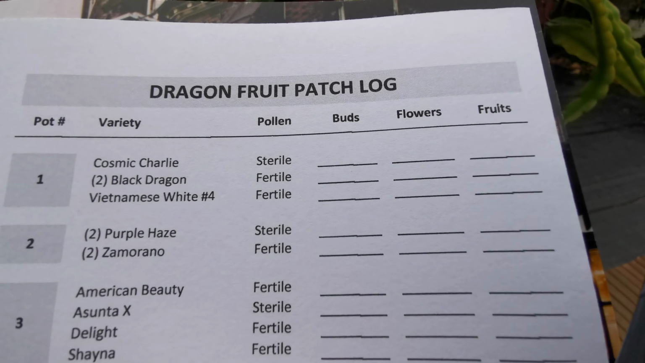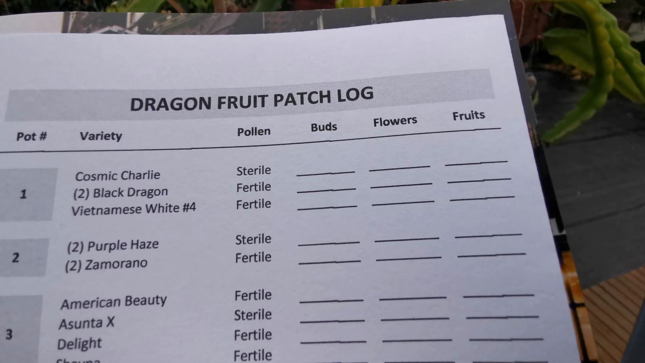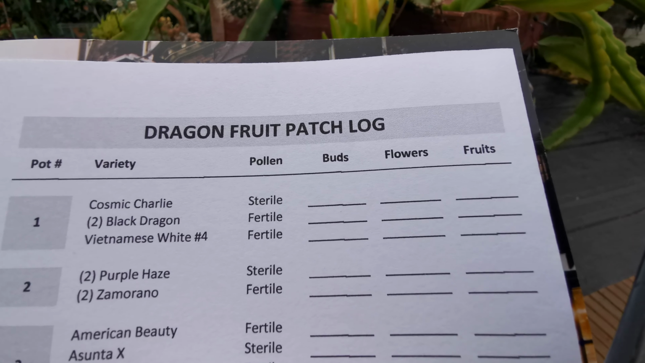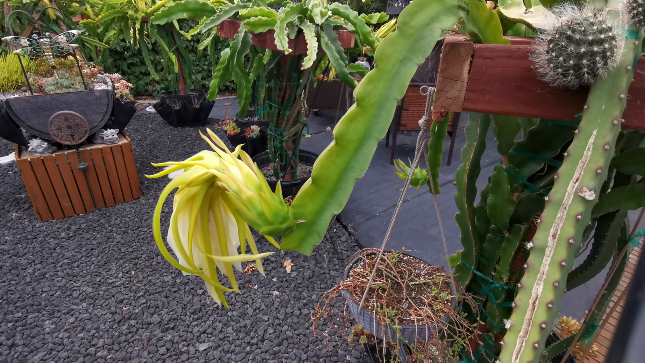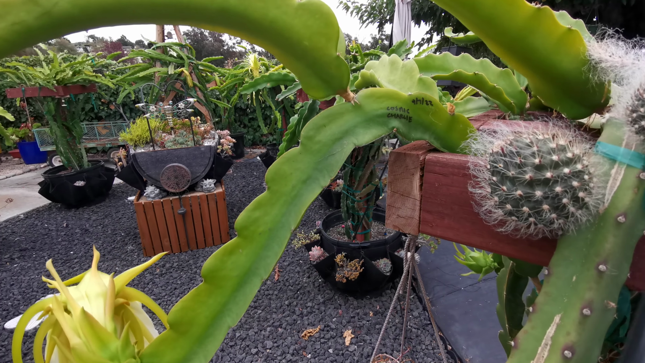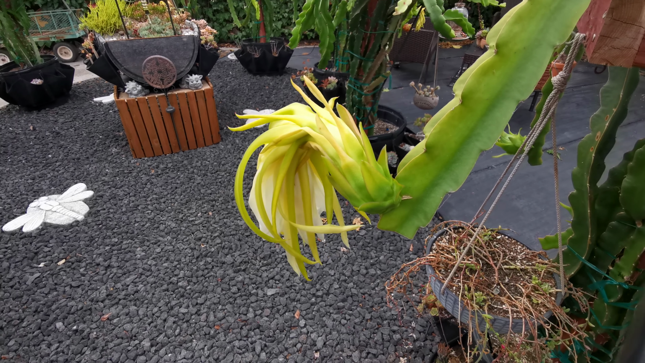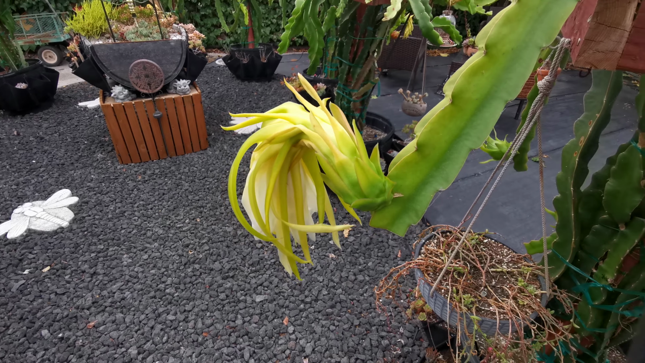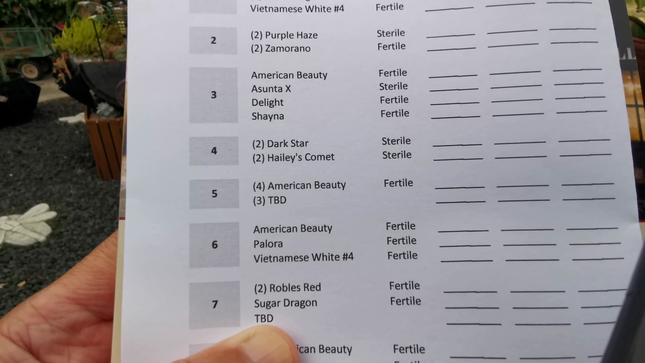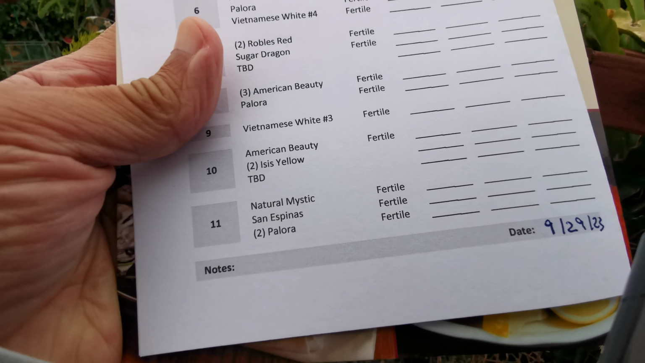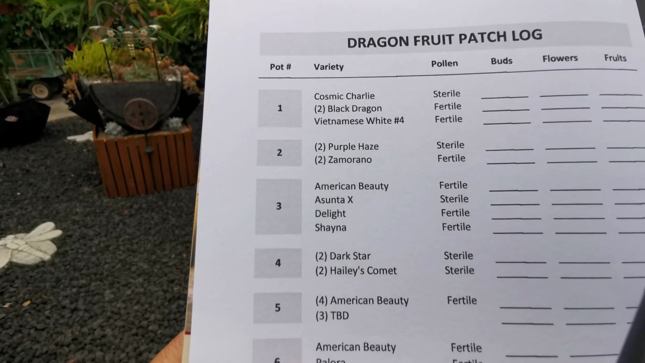So right here, this is what I track. I tell what kind of pollen type variety they have. For instance, Cosmic Charlie is sterile. That means in order to pollinate them, you need to get pollen from another variety. So this is my Cosmic Charlie right here. There's the flower. A couple days ago I pollinated with my Vietnamese white pollen. That tells you right there. I have all these lists, and I list whether they are sterile, fertile, or whatever, so I can just look it up real quick. I even put today's date, so that I can keep track of what's going on.